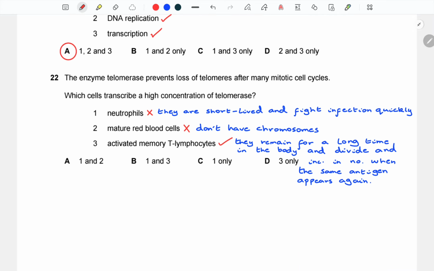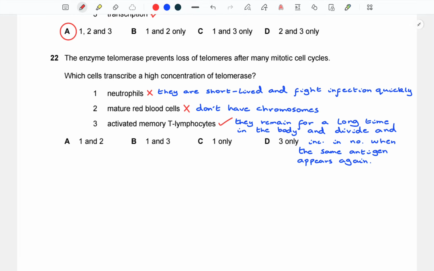22. The enzyme telomerase prevents loss of telomeres after many mitotic cell cycles. Which cells transcribe a high concentration of telomerase? Neutrophils, that is wrong. They do not transcribe a high concentration of telomerase because neutrophils are short-lived and they fight infections quickly. For example, like macrophages, after they fight the pathogens, they die. So hence, they do not require telomerase of high concentration, at least. Mature red blood cells, they don't have any chromosomes, they don't have any organelles, hence they don't really need any telomerase.